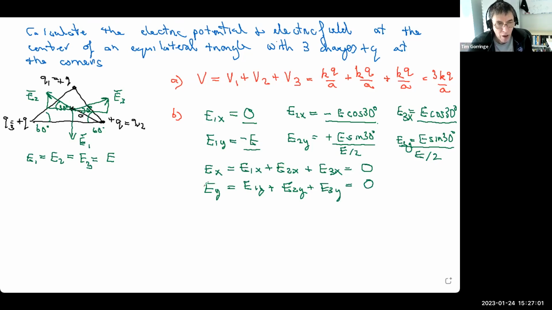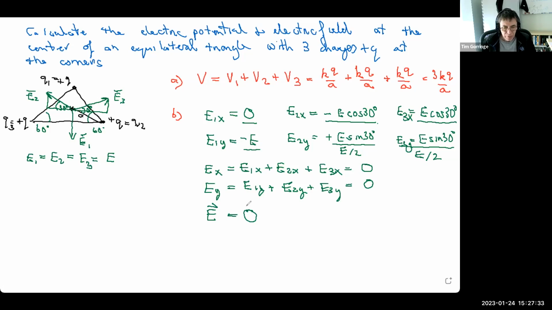So Ex and Ey, the resulting electric field's X and Y components, are both 0. And so the vector E, that's 0, 0. So there's 0 electric field at the center of this arrangement of charges. We might have guessed that. There's a kind of symmetry in the arrangement of charges. One on the left, one on the right, one upstairs.